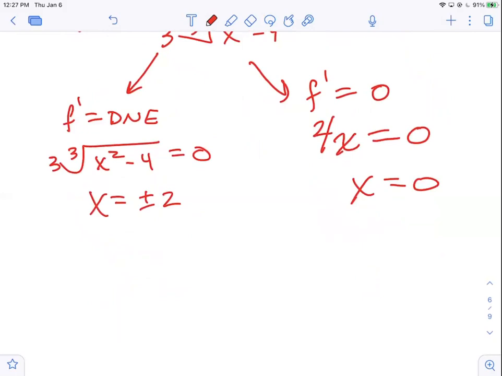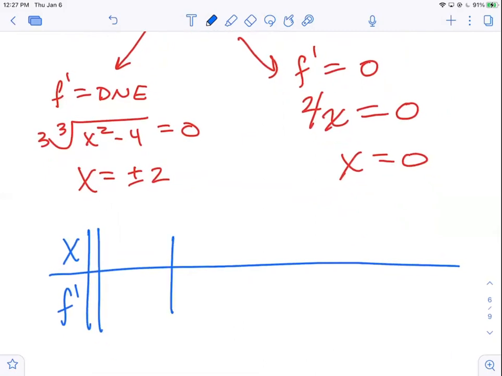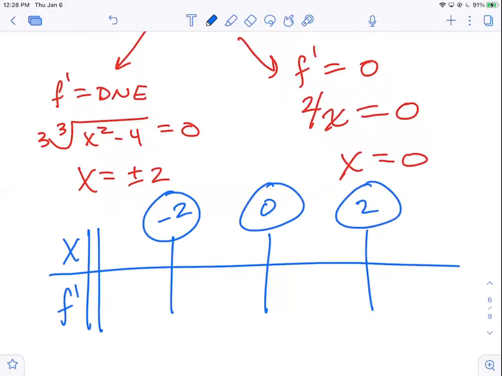So it's time for the number line chart. We got x. We got f prime. There's the number line: -2, 0, 2. Turn it into a chart with rows and columns. Put your critical values up here. Circle them. Make them bigger. Make them stand out, because those are the ones that we're interested in. But for now, we're going to find some sacrificial values. Any number to the left of -2, how about -3? Any number to the left of 0 but greater than -2, -1, and 1, and 3, right? Make it easy on yourself unless you're really, really into a challenge.